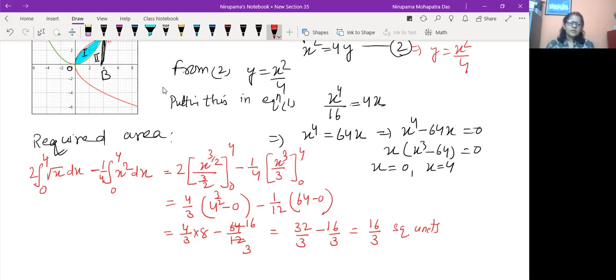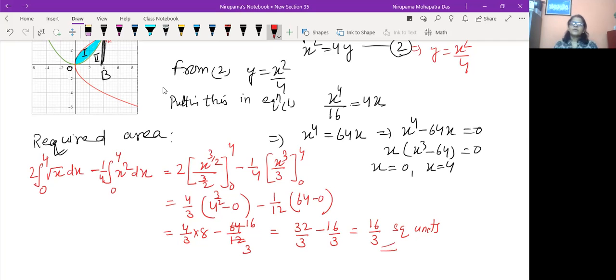Twice of x root x, that is x to the power 3 by 2 divided by 3 by 2. So it is 2 into 2 by 3, 4 by 3, x to the power 3 by 2, which means 4 to the power 3 by 2, minus 0. Minus, here it is 1 by 12, x cube, limit from 0 to 4, that is 64 minus 0. Okay, so you are getting here 32 by 3 minus 16 by 3, right? So you are getting here 16 by 3 square units.